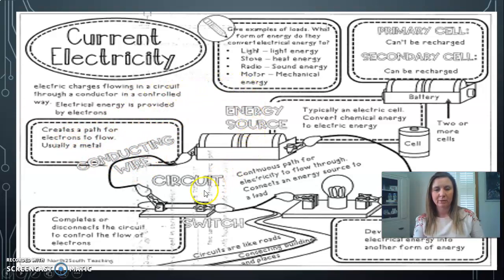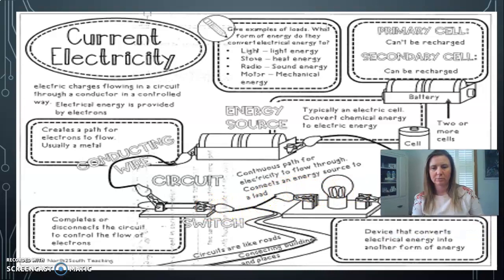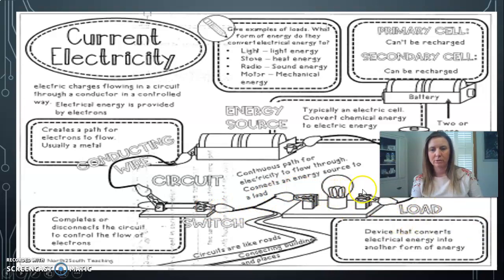Let's talk about our load here. I'm going to move this over just a little. This is our load right here: a device that converts electrical energy into another form of energy. So it's just changing it from electrical now back into mechanical.